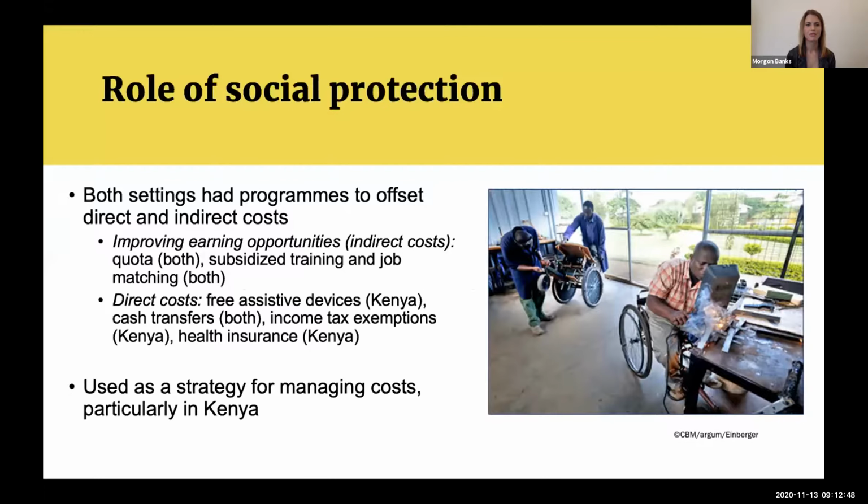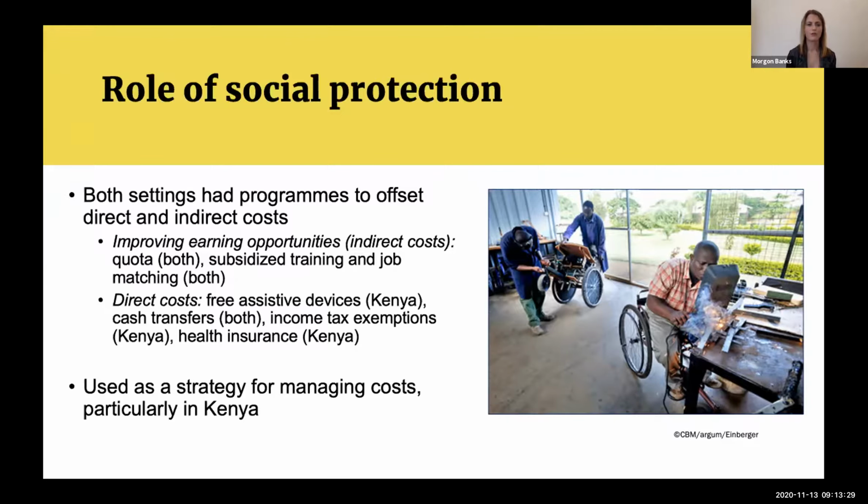So both settings had different social protection programs that could be used to offset either direct or indirect costs. So for example, there were programs to improve earning opportunities or address the indirect costs. Both countries had quotas to increase formal employment amongst people with disabilities. I will note that in Bangladesh, at the time of data collection, the quota had been suspended. And there was also some subsidized training and job matching programs run through the government. I should say that I'm focused on social protection provided by government rather than NGO or DPO programs.